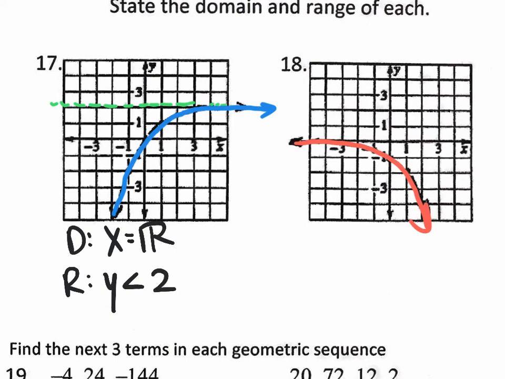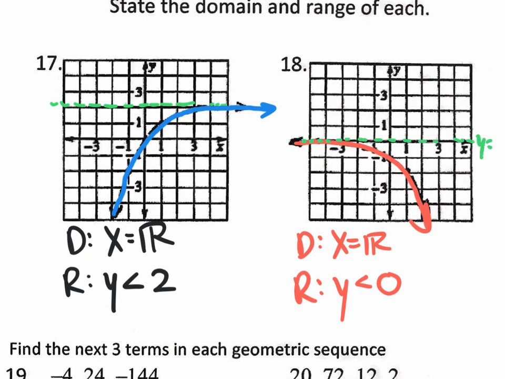Perfect. How about number 18? The domain, obviously, X equals all real numbers. That's like a free point. Free points on the test. But the range is Y what? Is above the asymptote value or below the asymptote value? Below. So what do we mean by below? It's under. Less than, yeah, under. Less than what? 0. Because the asymptote in this case really is y equals 0.